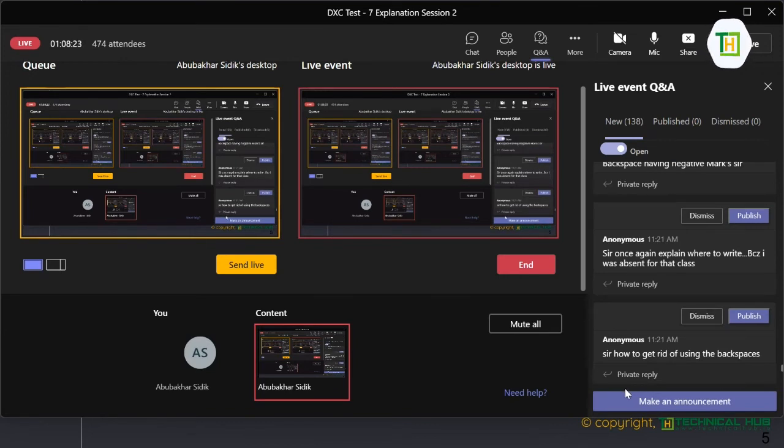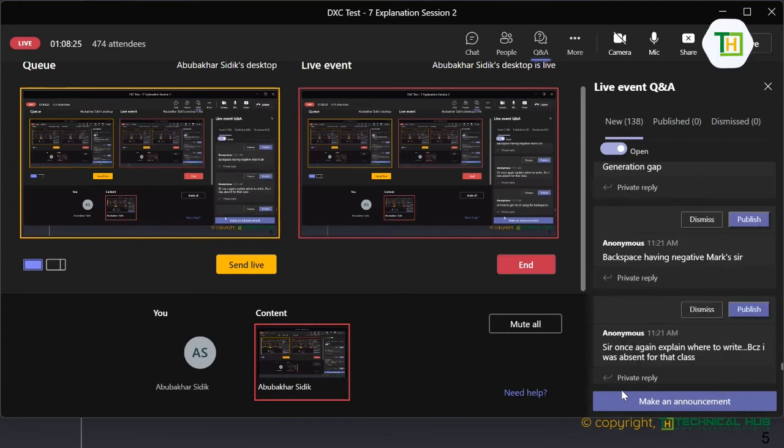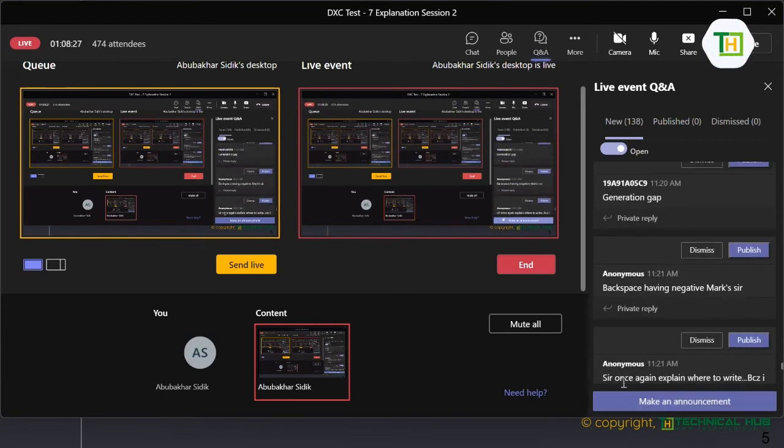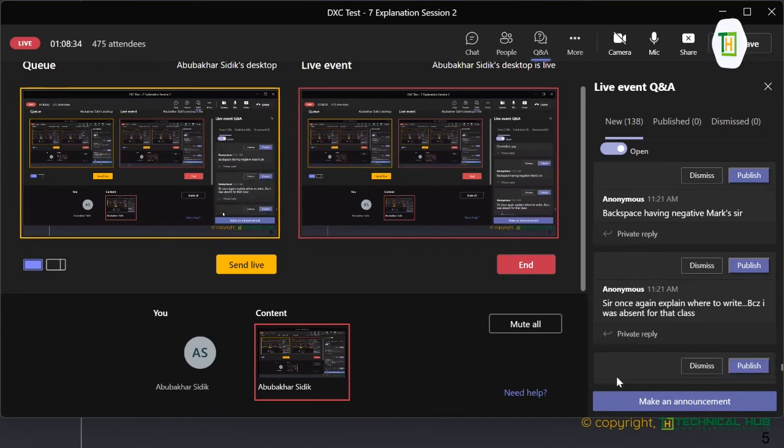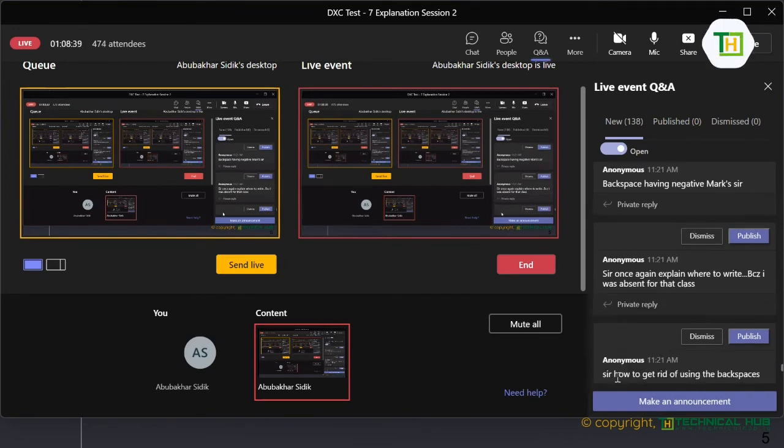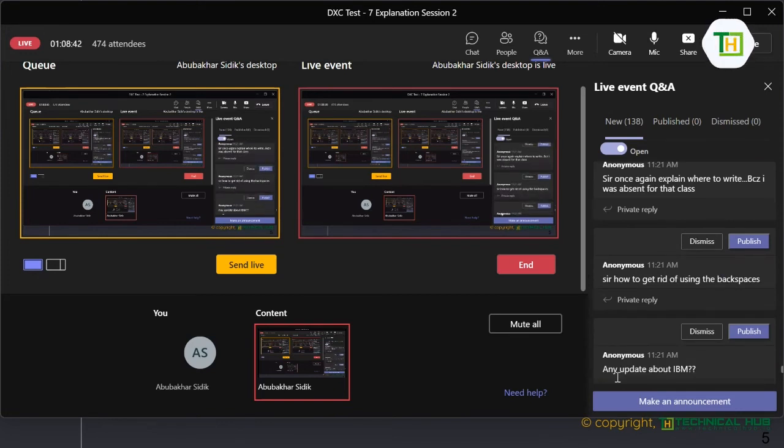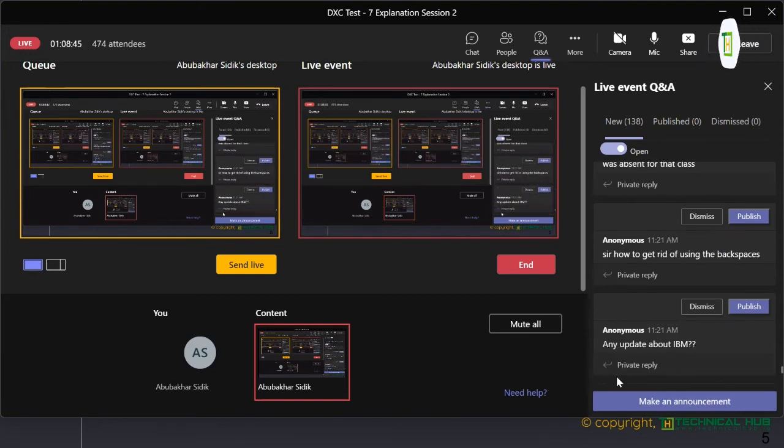Someone told me, how can we avoid backspaces and the backspaces having negative marks? Yes, obviously they will have negative markings or that will reduce your score. Sir, once again explain where to write because I was absent for the class. Okay, sure, I'll explain. Sir, how to get rid of using the backspaces? See, first organize your sentence in your mind, then you start typing.